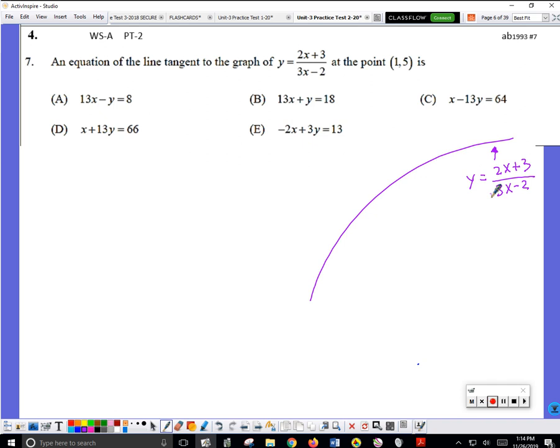The line is tangent at the point (1, 5). So I draw that. Draw the line tangent. It's a dang good line. Okay. We good? Okay.